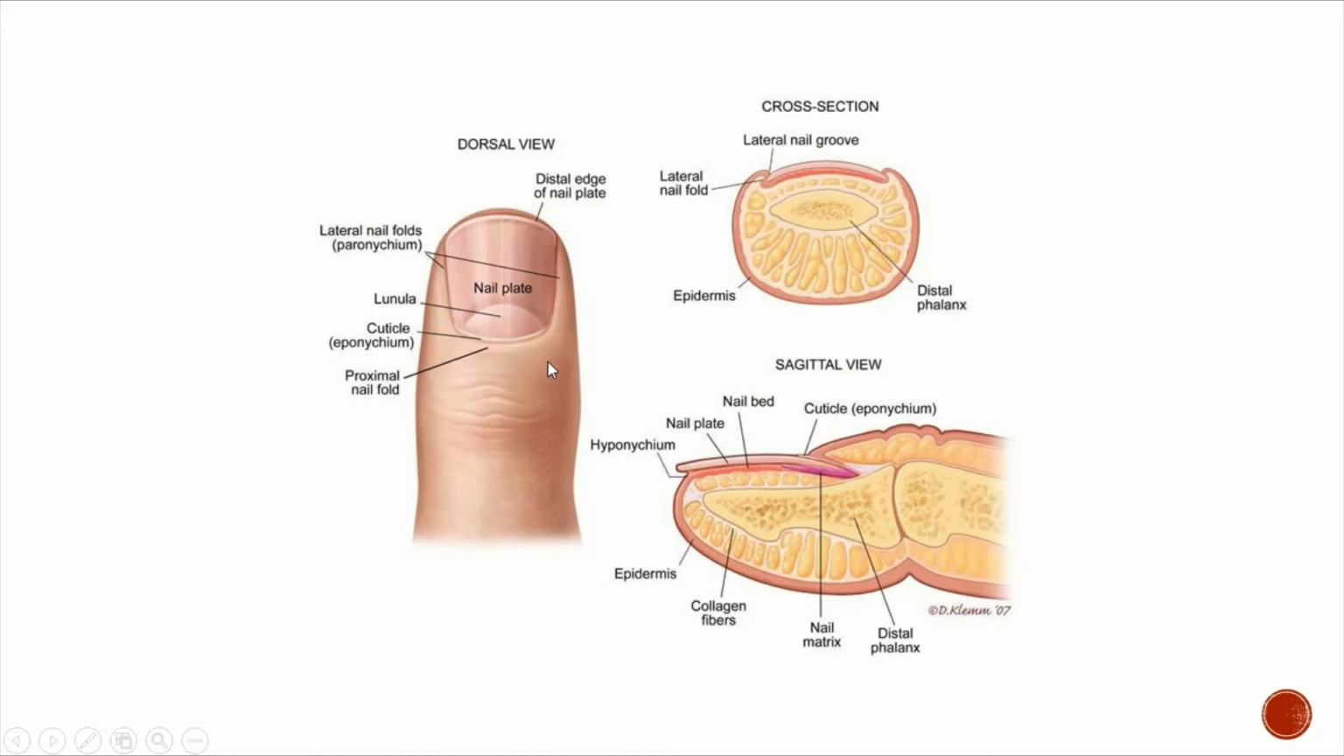Here we have the nail. The nail has the nail edge. Then we have the nail plate and the lunula, which is this moon-shaped white area. Then we have the cuticles and proximal nail folds.